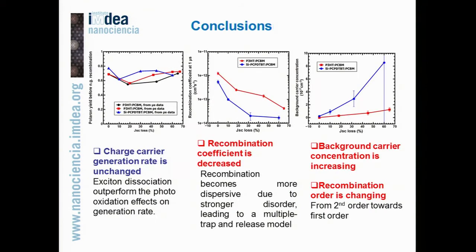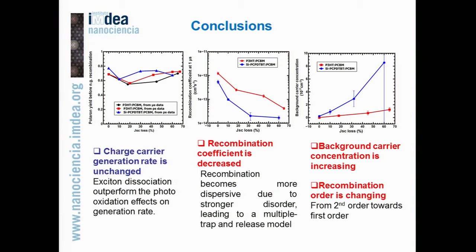To conclude, we find that there is negligible loss in the generation of charge carriers. That means that our exciton dissociation is quite fast and outperforms the effect of photooxidation. And the recombination coefficient decreases by more than an order of magnitude, and that maybe can be due to the energetic disorder of the active layer, and we can explain this by the multiple trapping and release model.